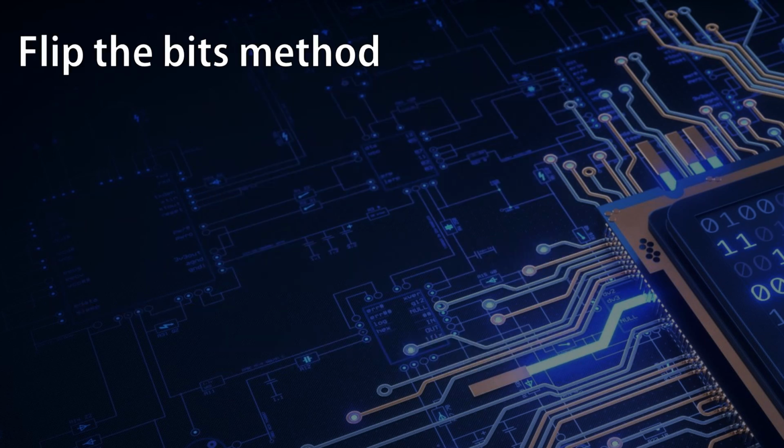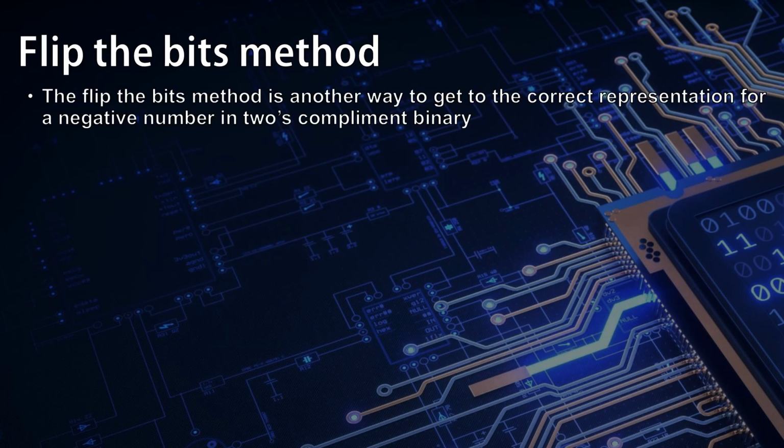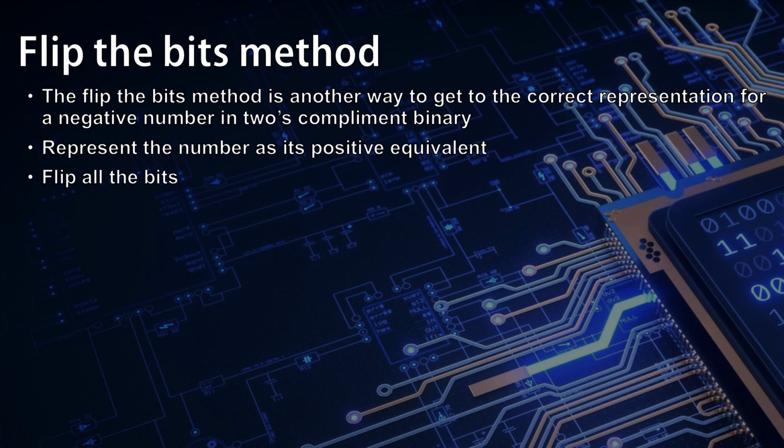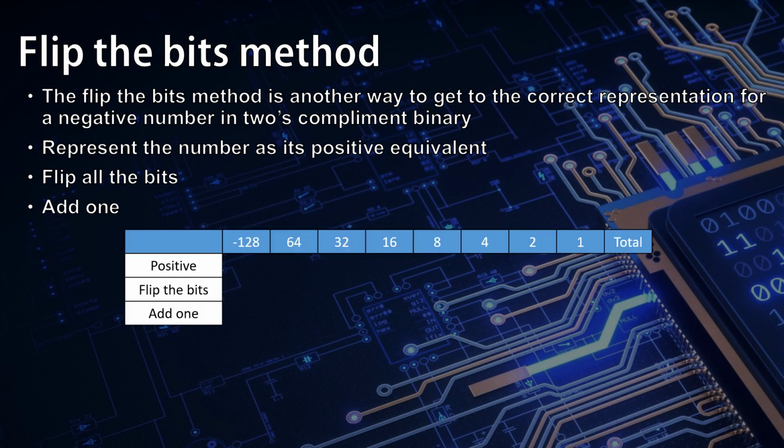The flip the bits method is another way to get the correct representation for a negative number in 2's complement binary. To do this, we first represent the number as its positive equivalent. We then flip all the bits, meaning if it's a 0 it becomes a 1, if it's a 1 it becomes a 0, and then we add 1 to the rightmost column. Let's use minus 82 for an example again.